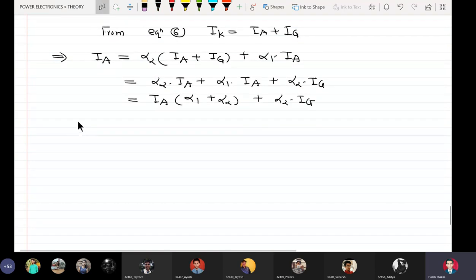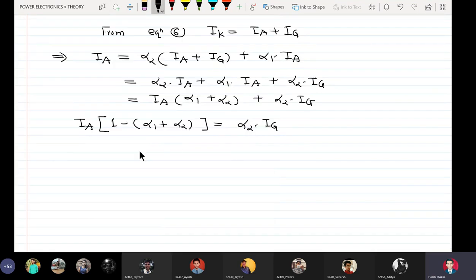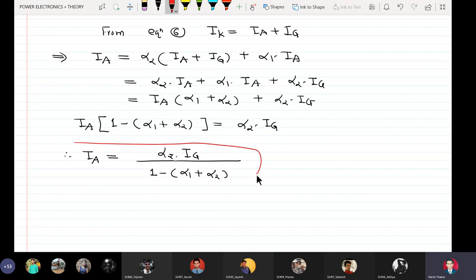Now changing the sides, we can write down IA into (1 minus (alpha 1 plus alpha 2)) is equal to alpha 2 into IG. Therefore, I can write down finally the anode current IA is equal to alpha 2 into IG upon 1 minus (alpha 1 plus alpha 2).